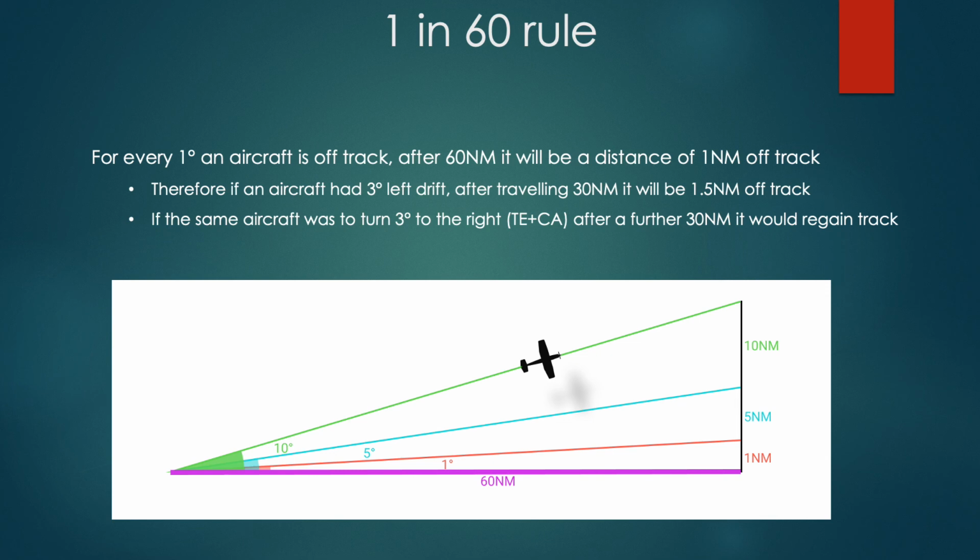So first we're going to look at the 1 in 60 rule, and it's an equation that states, it looks at a 60 nautical mile leg, and for every nautical mile we are off track at the end of that 60 nautical miles equates to 1 degree in a track error angle. And we can use this equation to work out the distance or the angle between our desired track and effectively what track we are on along that route.